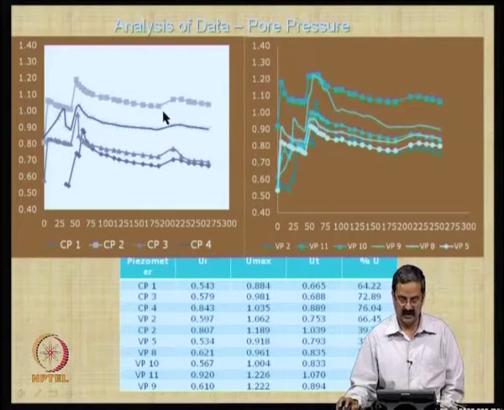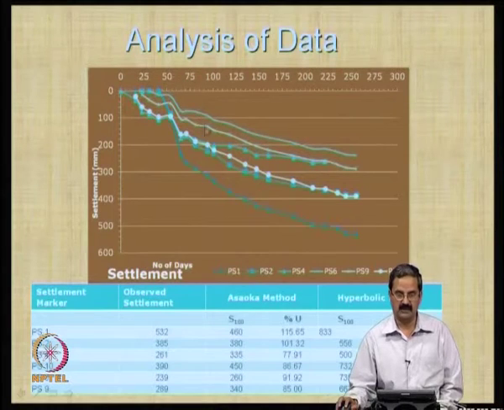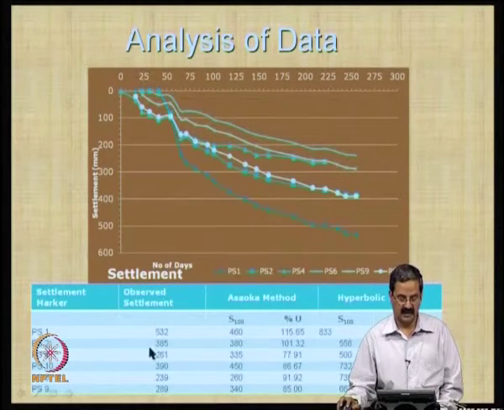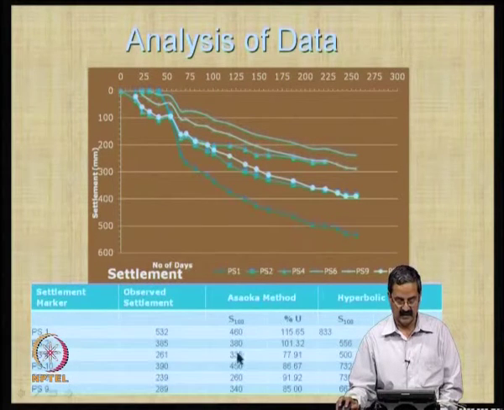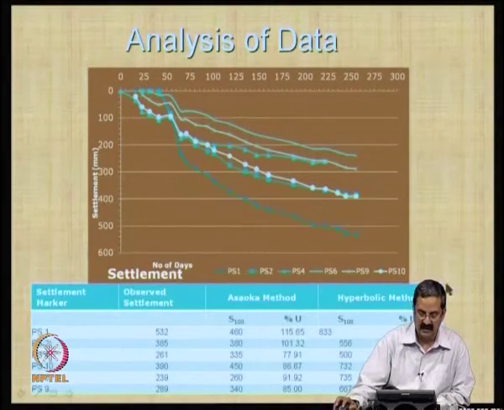These are all typical observations they had for pore pressures, okay, pore pressure variations and all that. They had some understanding of this. Then settlements also are measured, and you can see that the observed settlements are there. Then there are 2 methods, and they have tried to understand what these 2 methods give.